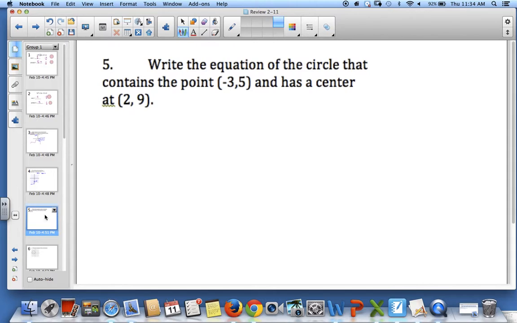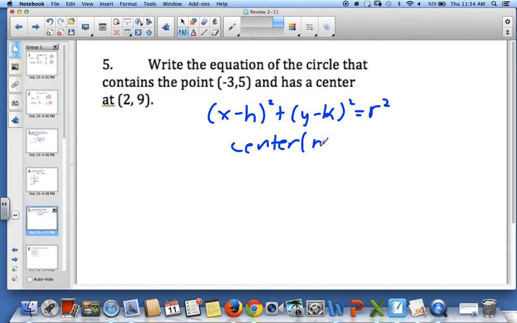Okay, as we move on now we want to find the equation of a circle. So we have to know the equation of a circle is x minus h squared plus y minus k squared equals r squared. And we have to figure out h and k and r. Center is h, k.